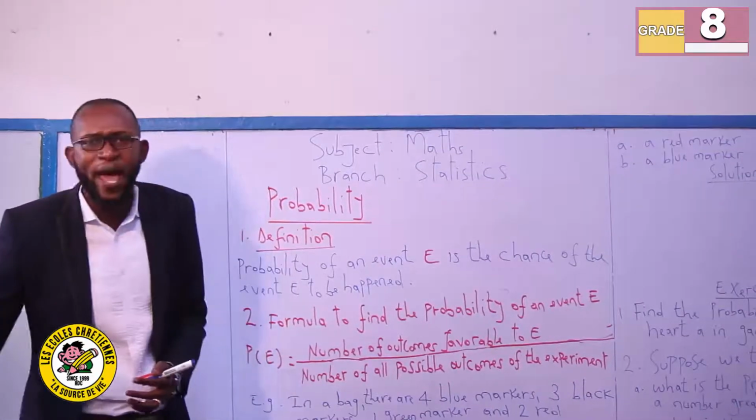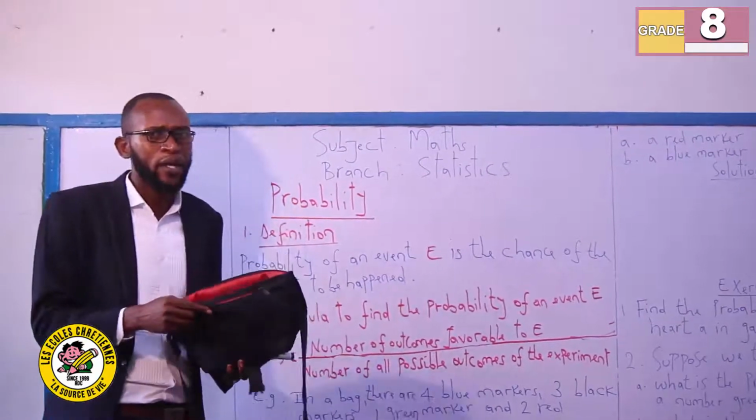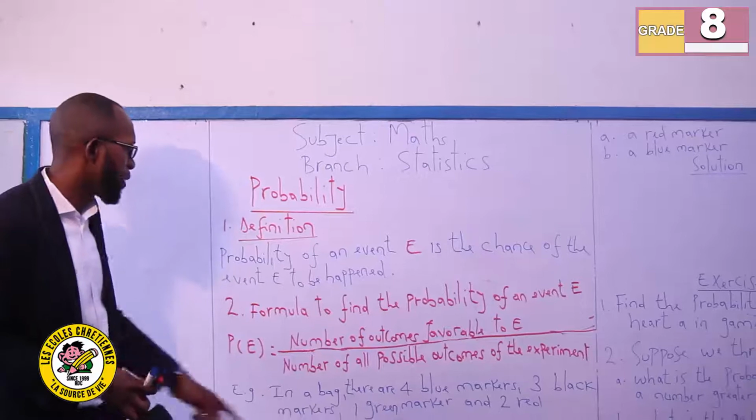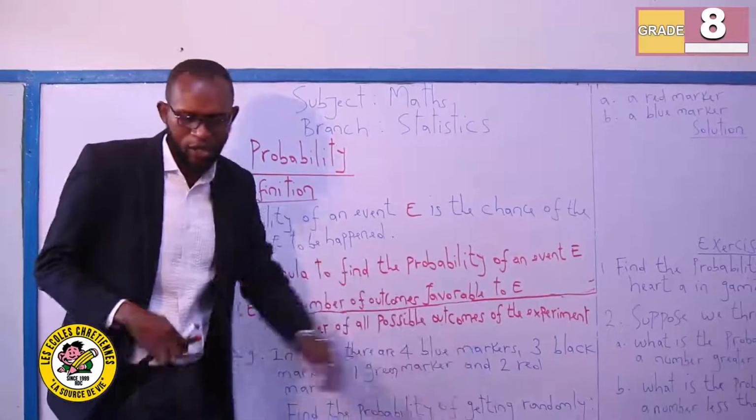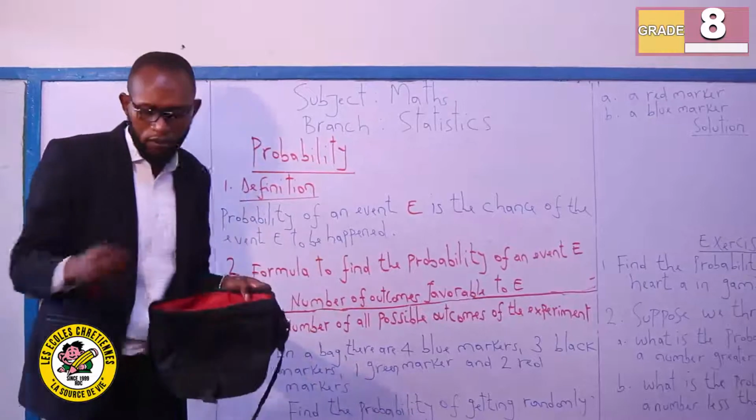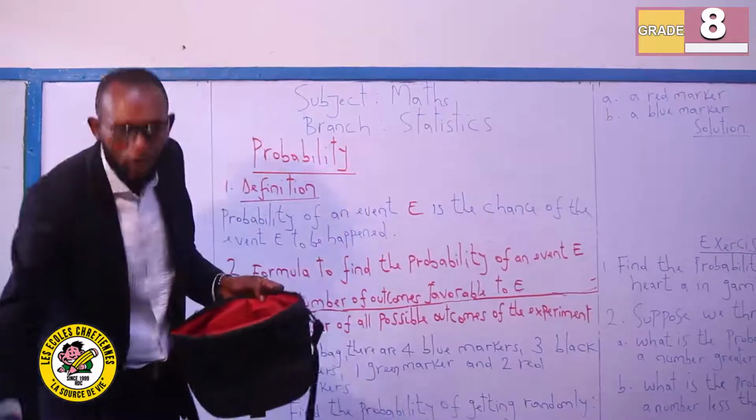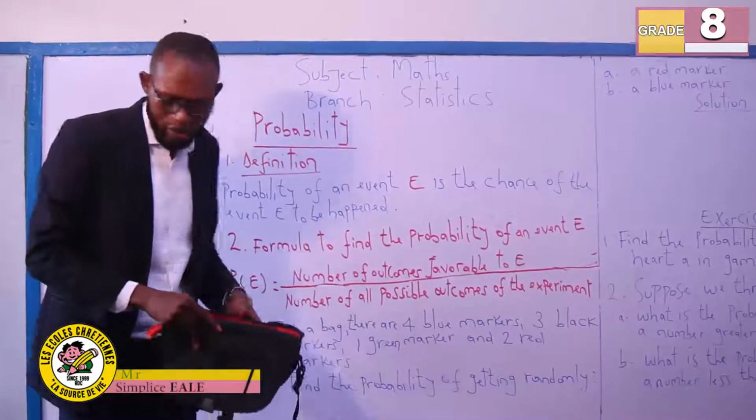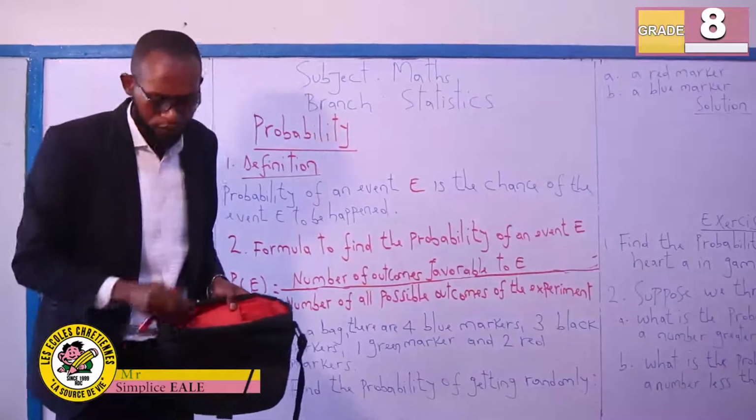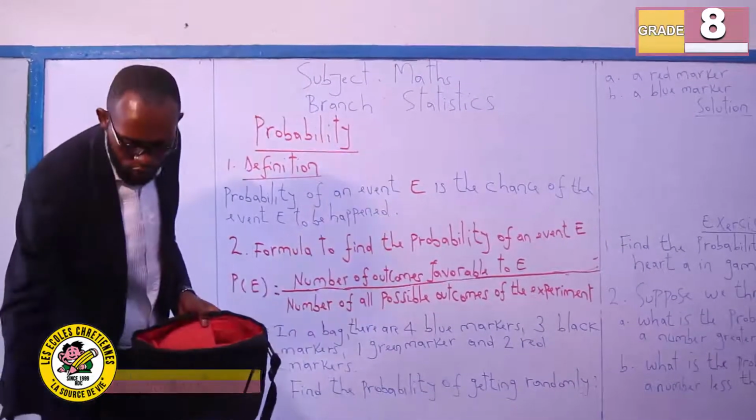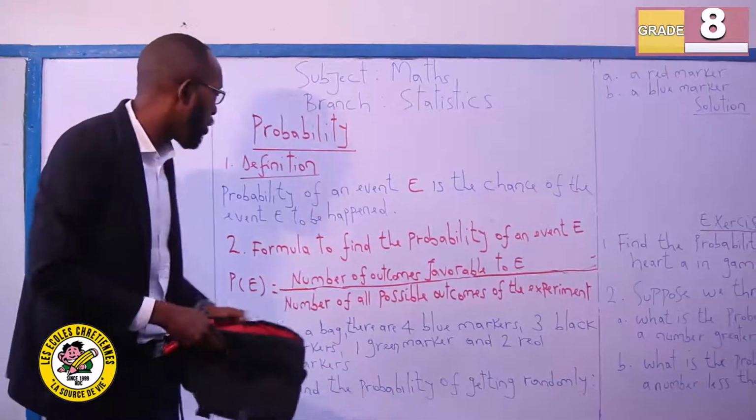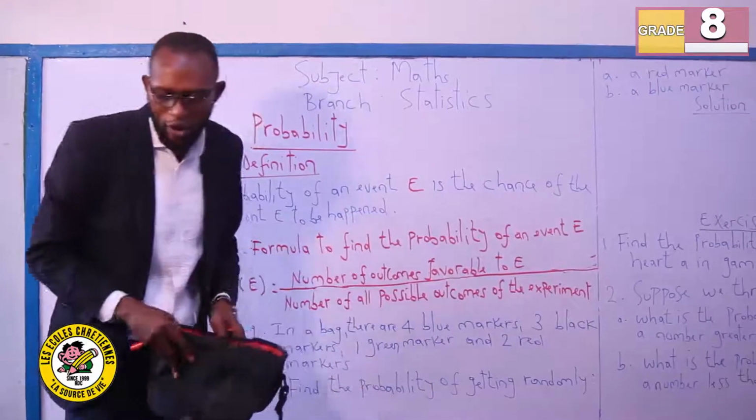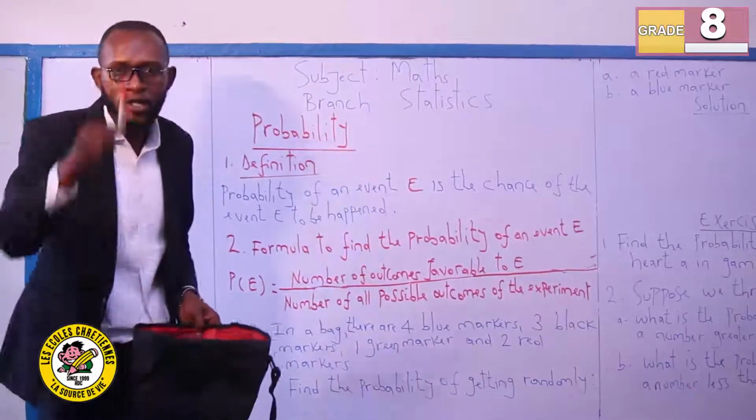Let's suppose that I have a bag, and in the bag there are some markers. Here you see, in the bag there are 4 blue markers. I'm going to count with you: 1, 2, 3, and 4. And 3 black markers: 1, 2, 3. And 1 green marker, and 2 red markers, 1 and 2.